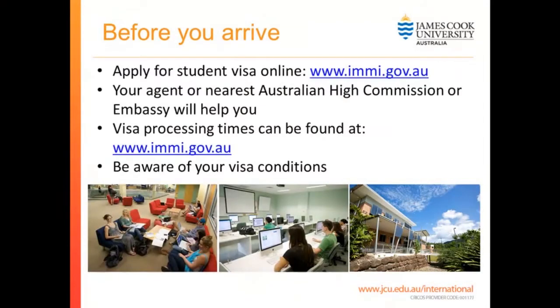There are a number of things that you can do before you arrive in Australia to ensure a smoother transition. The first thing you'll need to do, if you have not done so already, is apply for your student visa. You can do this online at the Department of Immigration and Border Protection website, or your nearest Australian High Commission or Embassy will help you. Your student visa will have a variety of conditions attached. Please make sure that you understand your visa conditions prior to your arrival in Australia.